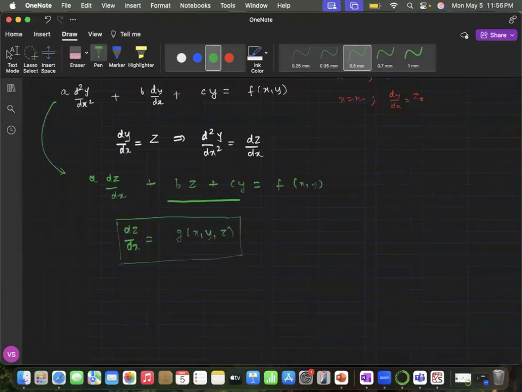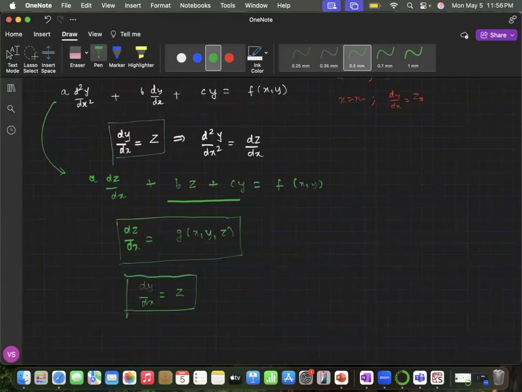But remember, this is just one equation. You need two equations, because there are two dependent variables, y and z. And the second equation comes from here. The second equation becomes dy by dx is equal to z, which is technically a function of x, y, and z. So this is the second equation.